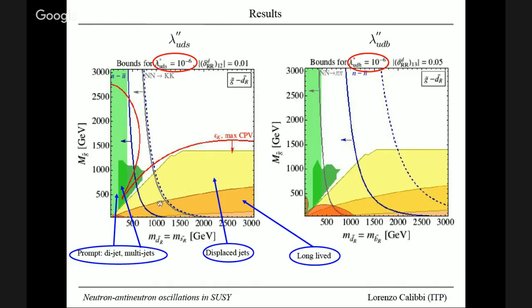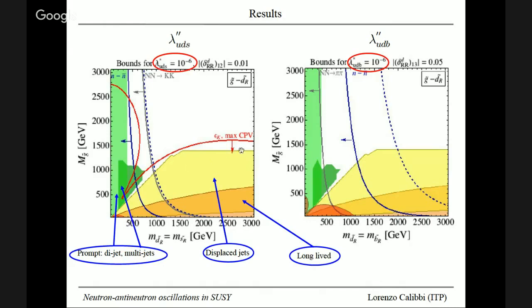While on this part of the plane, the gluinos are the lightest particles you can produce in strong interactions at the LHC. The particles tend to be longer lived, so the main bounds are given by the searches for displaced jets. This yellow region here, as you can see, is pretty strong. It goes up to 1.4 TeV for the gluino mass.